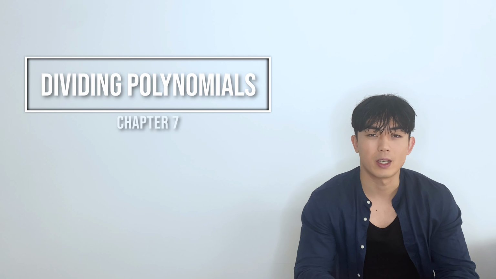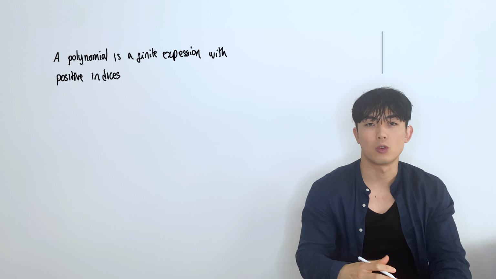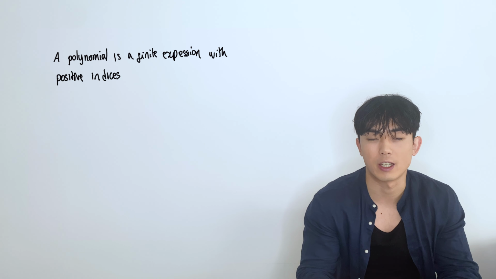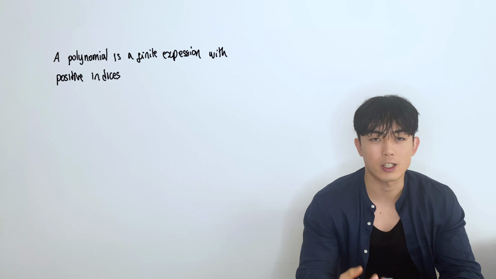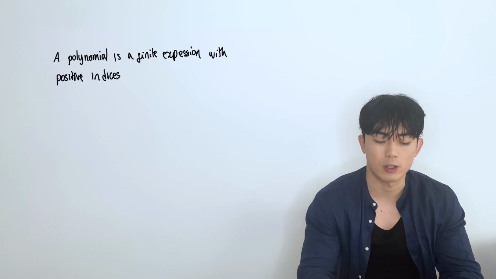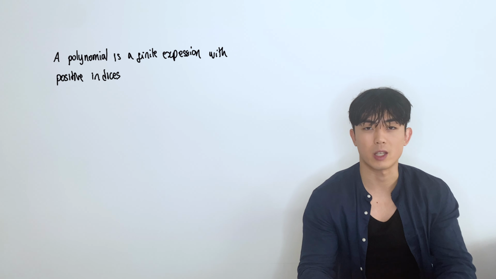Alright, so for this chapter, chapter number 7, we're going to be looking at everything to do with algebraic division and trying to find factors and factorizing higher expressions such as cubic expressions. First things first, we're basically going to be dividing a polynomial. And I've written what a definition of a polynomial is. It's a finite expression with positive indices.